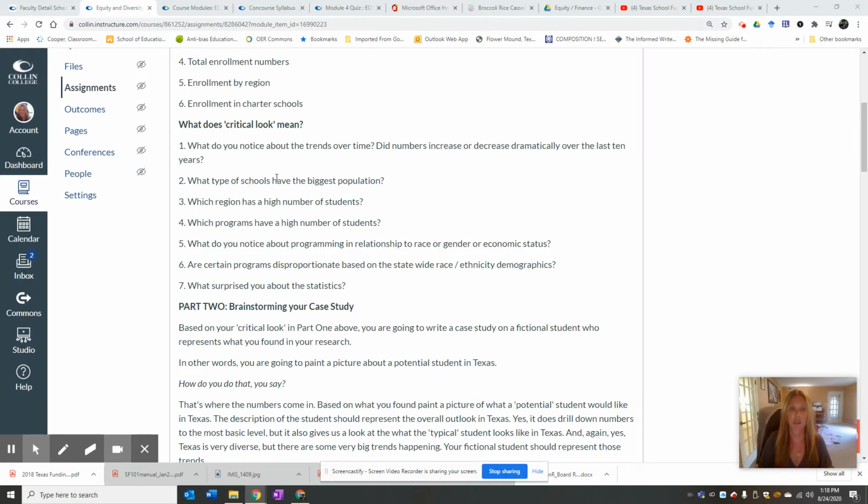So also look at what types of schools you think had the biggest population. What region had the highest number of students? Look at program-specific information. Like, did you notice that special education had some unique population, or economically disadvantaged? So you're looking for things that stand out, all right? And in order to do the assignment, you're making some assumptions about how some of these pieces fit together, okay? So this gives you some ideas about that.